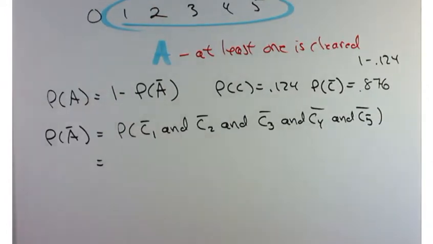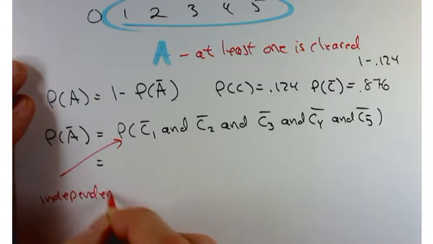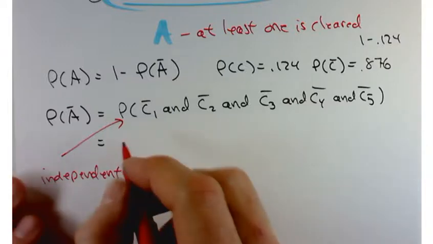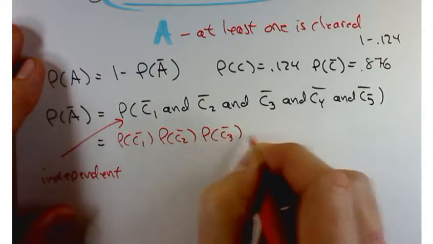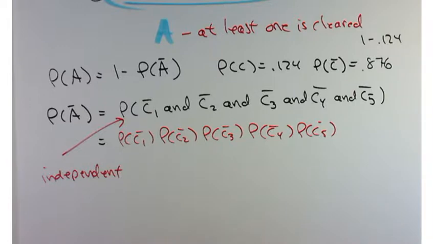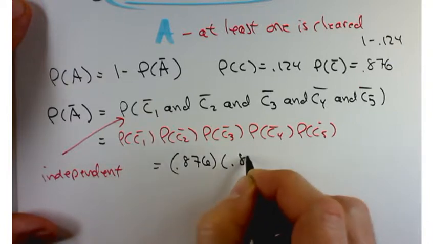So what does that do for our calculation of this probability? What can I now do on this one? Yeah, this becomes the product of the probabilities. It's the probability of C1 bar, times the probability of C2 bar. And you don't have to show me all this fancy notation on an exam. I'm just doing it so that if you go back and look at the notes, you have something to look at and try to follow along. But it's going to be 0.876 times itself 5 times.